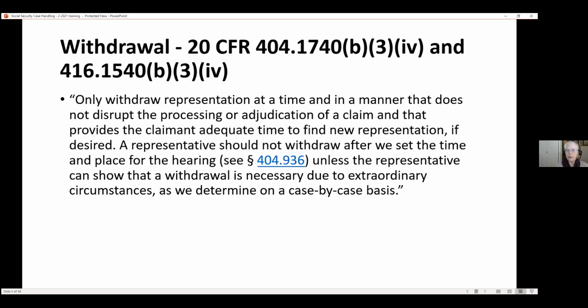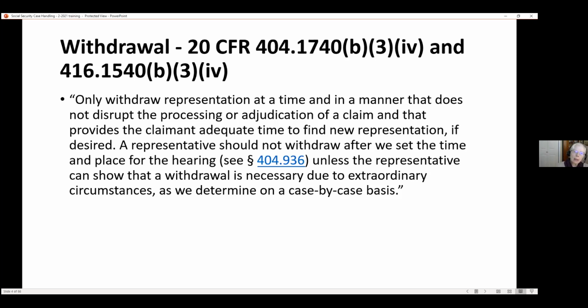Withdrawal. Again, this is different in terms of the difficulty of it than other areas of practice. Once you have sent in your 1696, and your 1696 is your appointment of representative form, which is what tells the Social Security Administration that you're representing the person, you send that to the local office. Once you've done that and you're entered as the attorney, you can't just quit when you realize that your client has no case, especially if the hearing has already been scheduled. And that's what it says here. You should not withdraw after the hearing is scheduled unless you can show there's extraordinary circumstances.